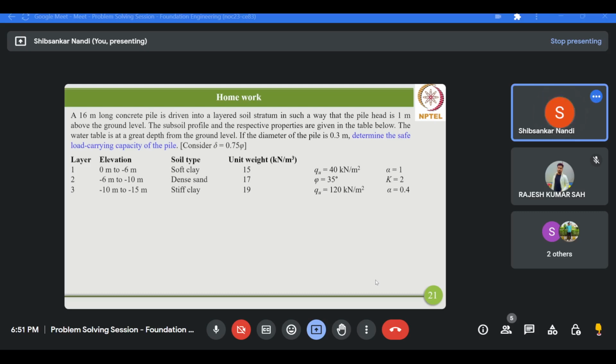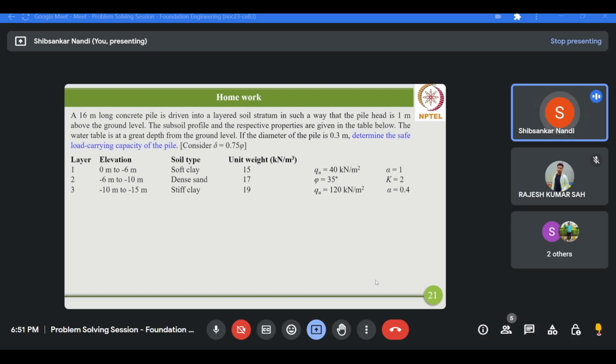in such a way that the pile is 1 meter above the ground level. So the whole pile length is not under soil, 1 meter is above the ground level. The subsoil profile and the respective properties are given in the table below. The water table is at a great depth from the ground level. If the diameter of the pile is 0.3 meter, determine the safe load carrying capacity of the pile. This is again an example of determination of load carrying capacity of a pile in a layered soil deposit.